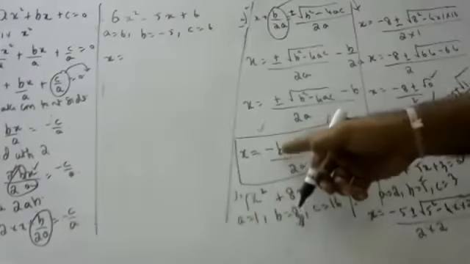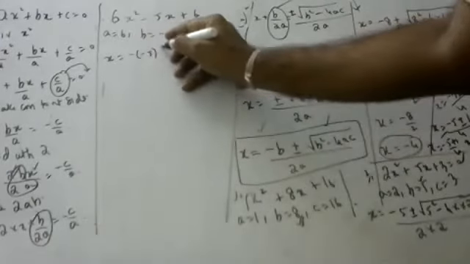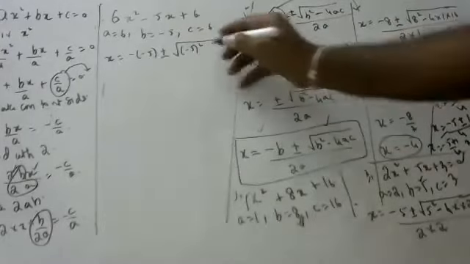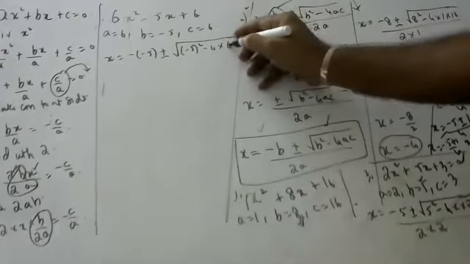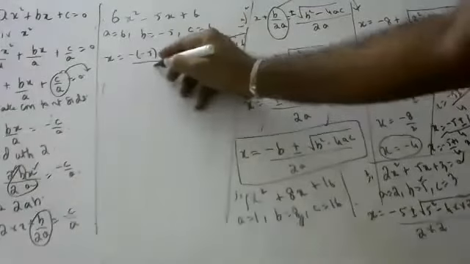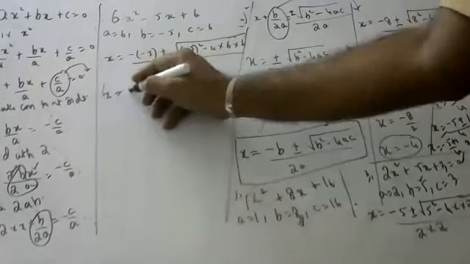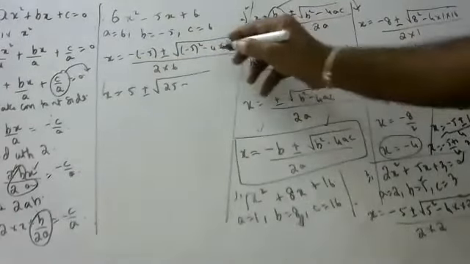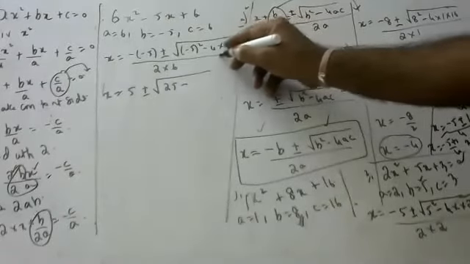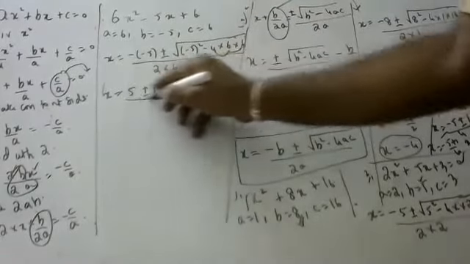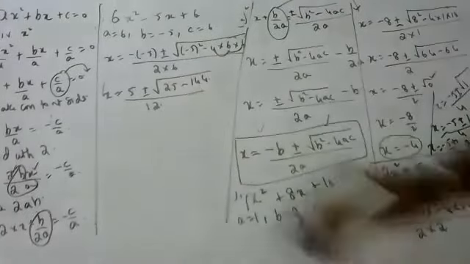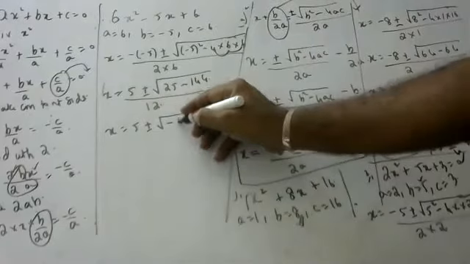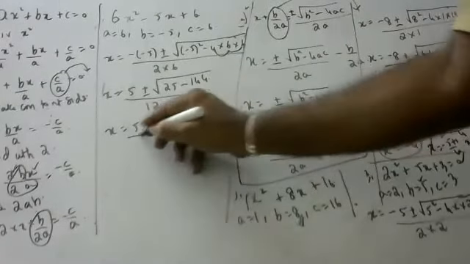X is equal to minus of minus 5, plus or minus root of minus 5 whole square, minus 4 into a into c, minus 4 into 6 into 6, by 2 into 6. So x is equal to 5 plus or minus root of 25 minus 144, by 12. 36, 4 sixes are 24, 6 into 24 is 144. By 12, children, this is a complex number, children. So x is equal to 5 plus or minus root of minus 119 by 12.